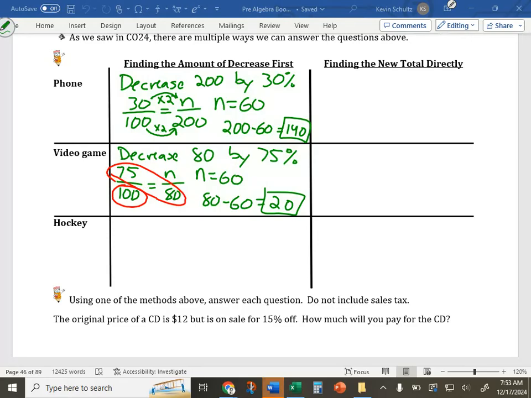If you are someone who likes that formula, finding the new total directly, okay? There's a formula for this one too, and it's almost exactly the same. It's the original times 100%, but in this case, because we're decreasing, what do you think our operation is?